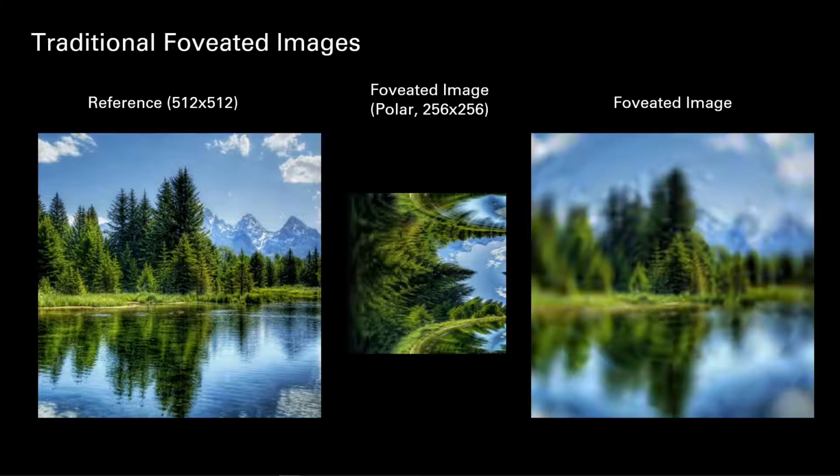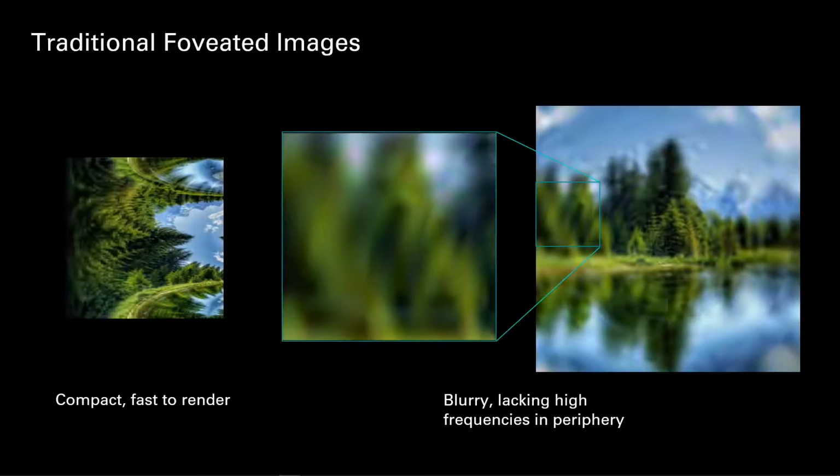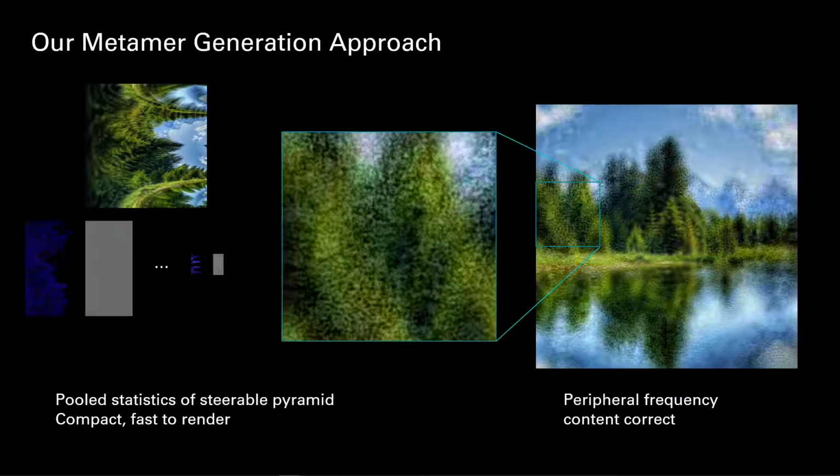for example by using a radial mapping at a lower resolution, as shown here. This is more compact for compression applications, and faster to render in rendering applications. However, the result is blurry in the periphery of the image, and this is very noticeable. We instead present a representation based on pooled statistics of an oriented image decomposition, the steerable pyramid. These are still very compact, but are able to capture these missing higher frequencies in the periphery.